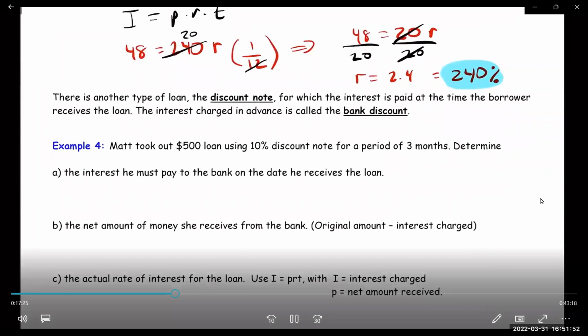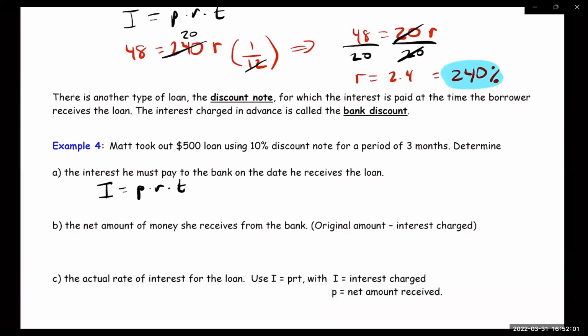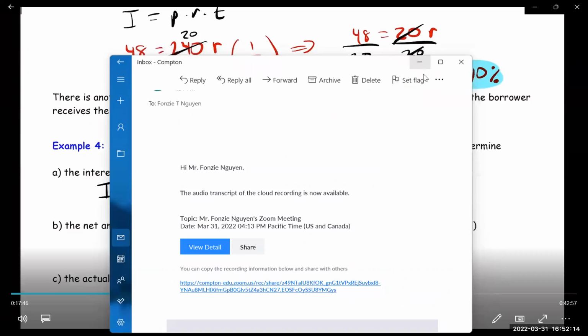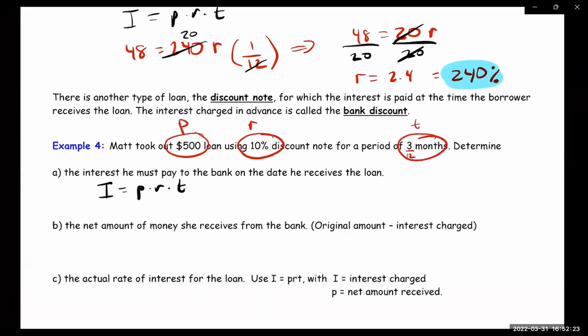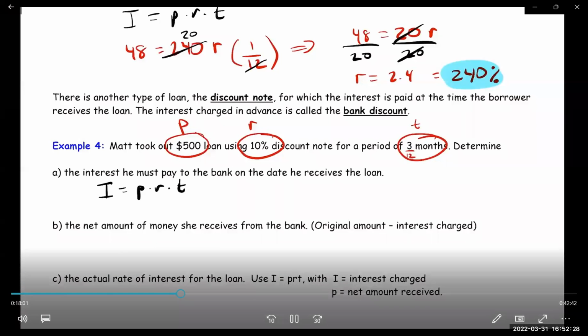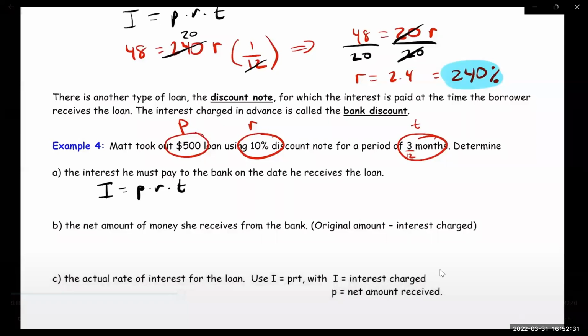All right, so we're going to use the same formula for this. I equals PRT again. Let's see what we know. We still know that the principal amount is 500. The discount is 10%, so that's your R. And then the period of time is 3 months, which is time, but we have to divide by 12 because we want it to be annual. So that's going to be 3/12, which we can convert to 0.25.